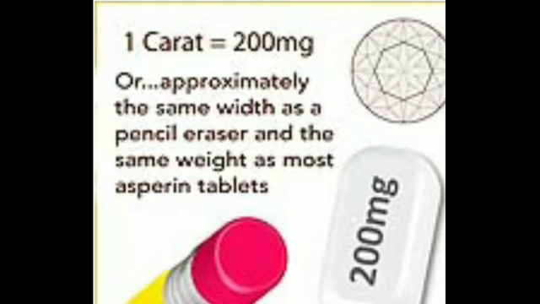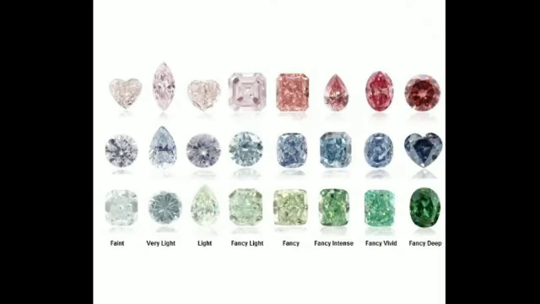So that is equal to 200 milligram. Is that clear? 1 carat is equal to 200 milligram. So the weight and quality of diamond are measured in carats. Pure diamond is colorless, you can see all of them are colorless, lustrous and crystalline solid. It has negligible impurities and is very expensive.